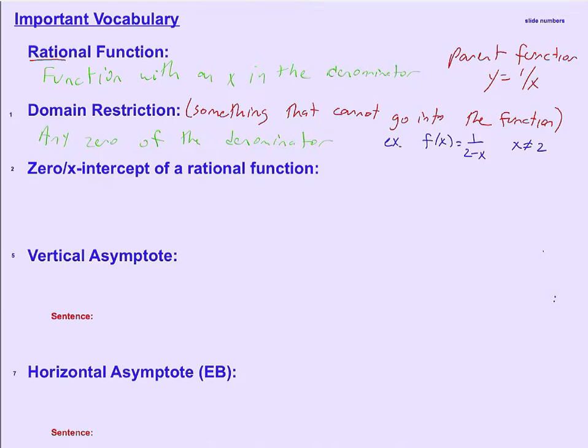Okay. I'm going to set aside the next thing on the screen, the 0, X-Intercept. We'll come back to that. But what I want to do is build off of this idea of a domain restriction and talk about something called a vertical asymptote. Let's see what happens. We just had the function f of x equals 1 over 2 minus x. So we said x cannot equal 2.